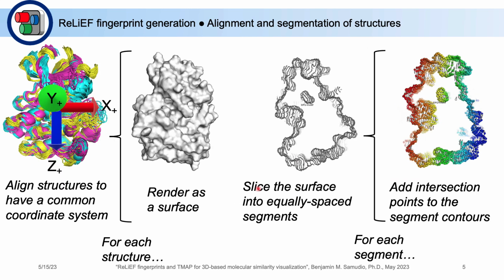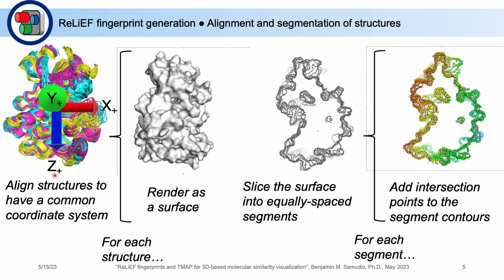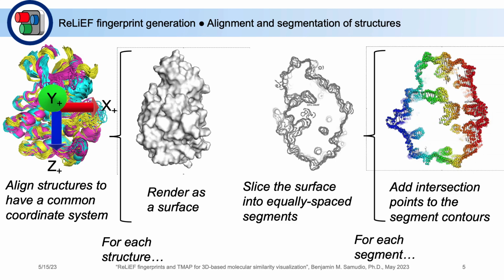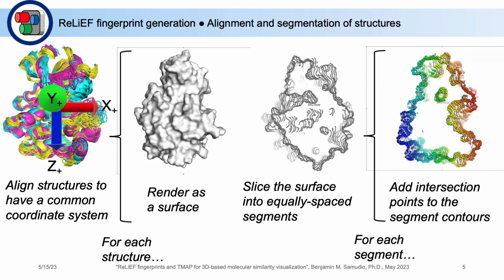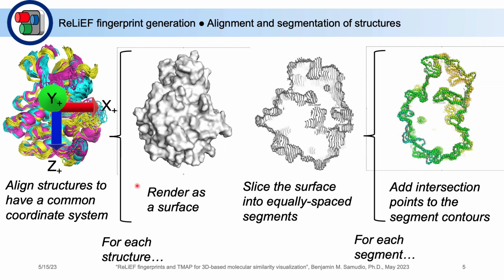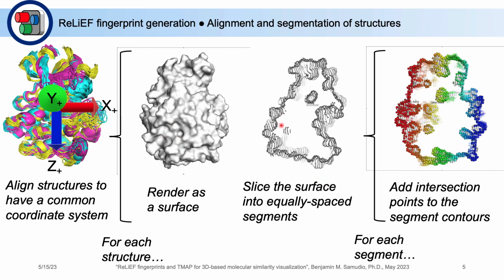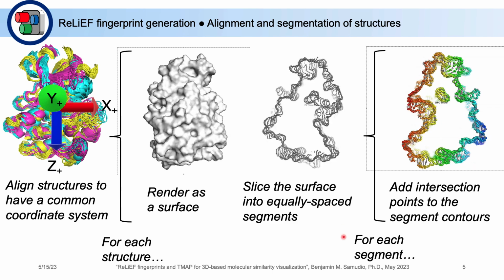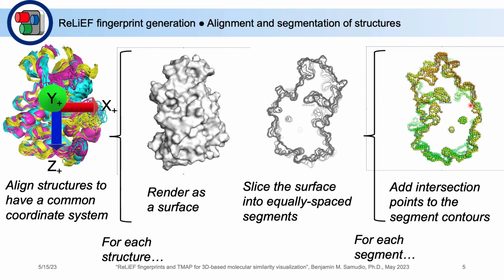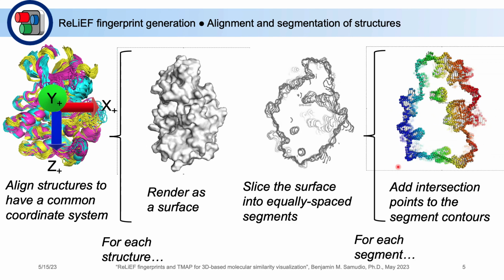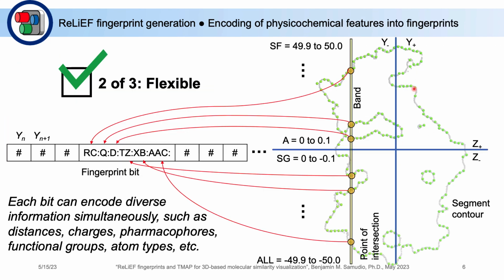Now the way that my script works is first I align structures to have a common coordinate system. So in this case, Abl kinase conformations are aligned together. Now for each structure, I render them as a surface. Then I slice a surface into equally spaced segments. And then for each segment, I add intersection points to the segment contours, shown here as points colored by rainbow.